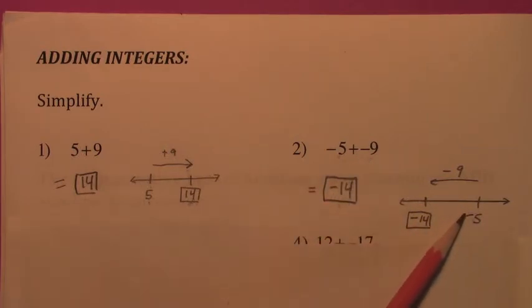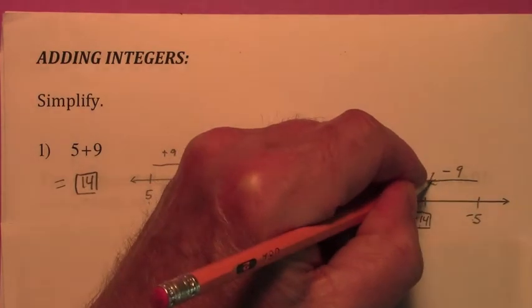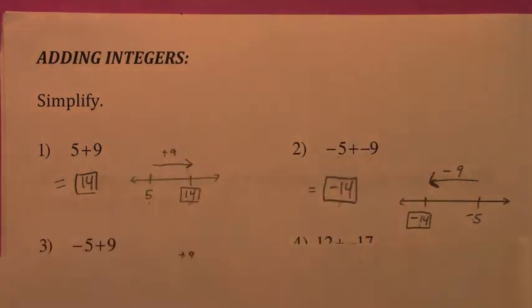Look, if you start at the first number, -5, and since you're adding -9, that means you're moving to the left. Remember, to the left is the negative direction. So if you start at -5 and you move 9 to the left, to the negative direction, don't you become more negative? You end up at -14. So that's a nice graphical way to understand it.